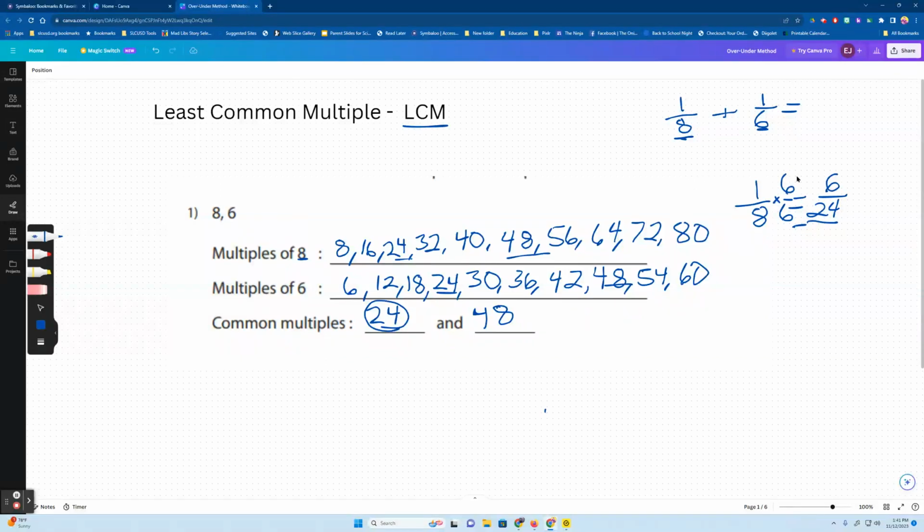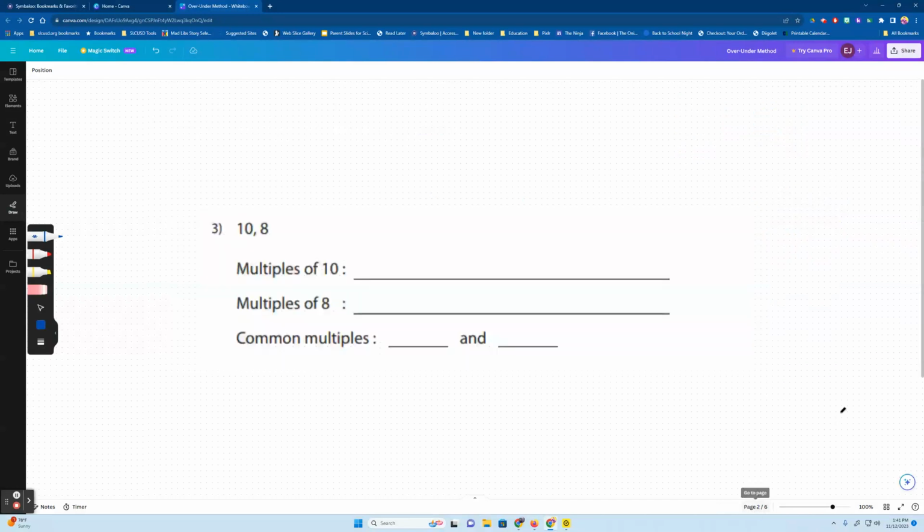So I'd need to do the same for 1/6 as well, and I'd get 4/24. But moving right along, let's look at one more here.